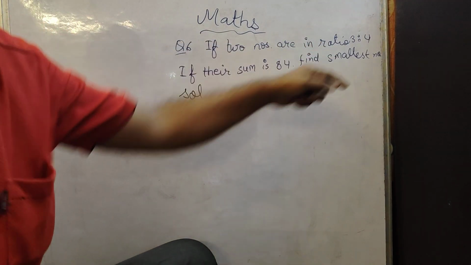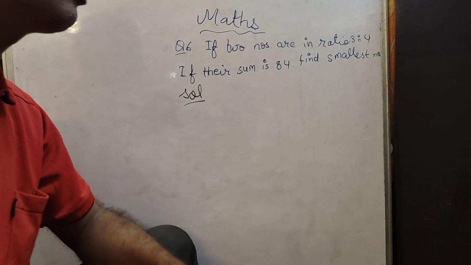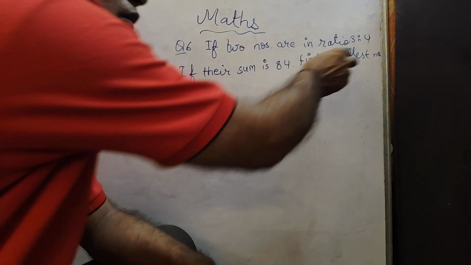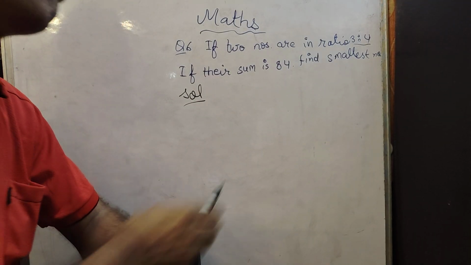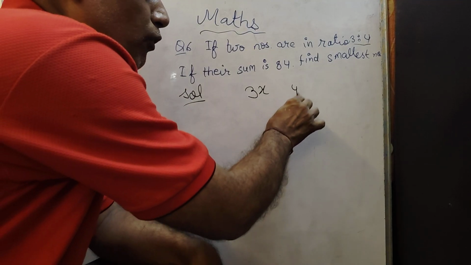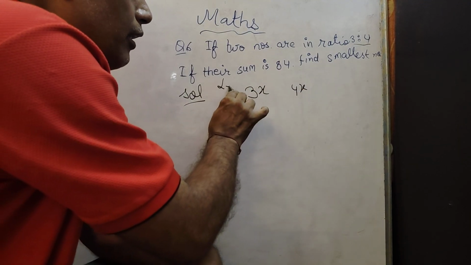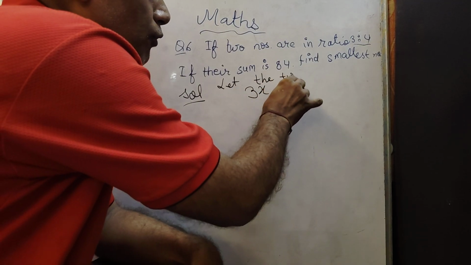If two numbers are in the ratio 3:4, their sum is 84. Find the smallest number. So there is the ratio given of two numbers, 3:4. Is it clear? So we remove this ratio and we put x: 3x and 4x. Let the two numbers be 3x and 4x.